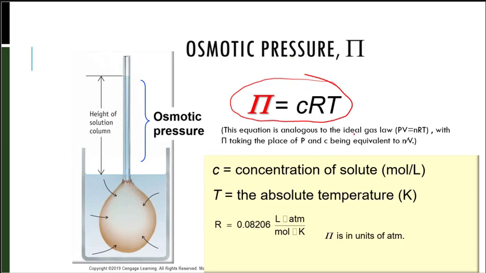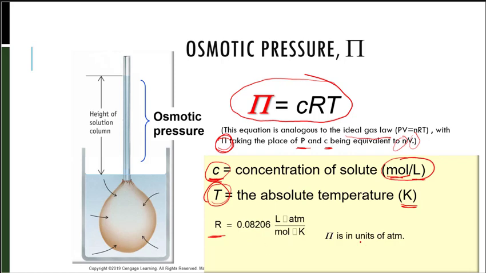This equation looks very similar to the ideal gas law, PV equals nRT, but this osmotic pressure takes the place of P, pressure, and C is equivalent to moles divided by volume. If you think about it, C, moles divided by volume in liters, moles per liter, is molarity. That's concentration. Remember, temperature is always in Kelvin, and R is a constant, 0.08206, or 0.082057 you might have seen.